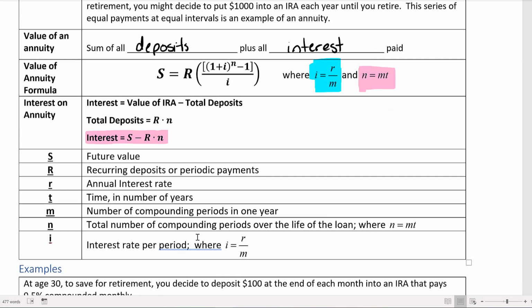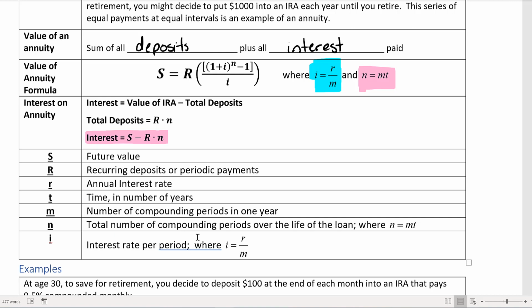To go through these variables, S is the future value of your annuity. R is the recurring deposits or periodic payments. That's different than present value, because when we were doing present value in compound interest, that was when you only put your money in once and let it sit there. Here R is recurring deposits, so you're putting that money in every month or every year, at an equal interval. And because you're continuing to put more money in, it changes the formula.